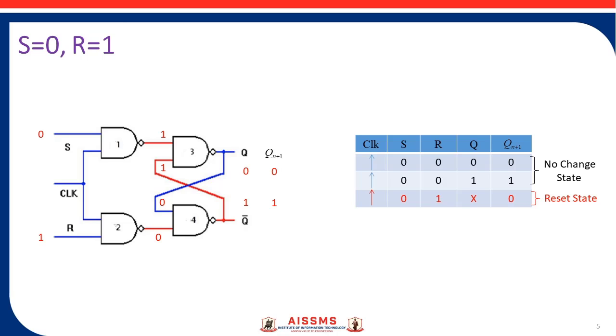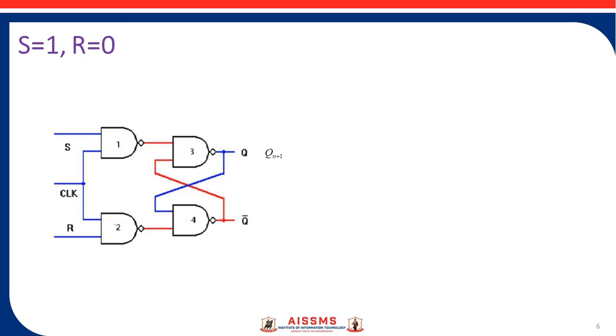Now the third possible condition is S equals 1, R is 0. Now S equals 1, so the first NAND gate output will be 0. The second NAND gate output will be 1 here. Now, out of the third and fourth NAND gates, the third NAND gate will give output because we are providing 0 as an input to the third NAND gate. So it will not wait for the second input. So it will directly show you Q equals 1 here.